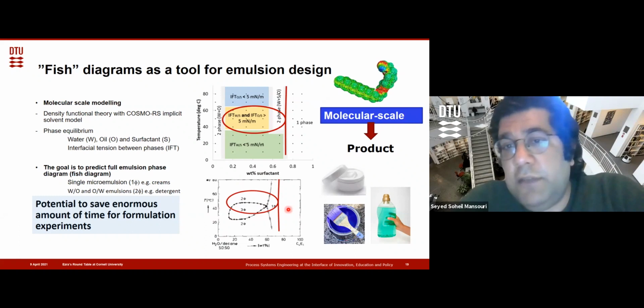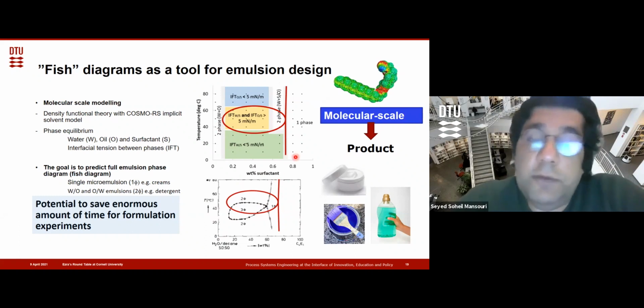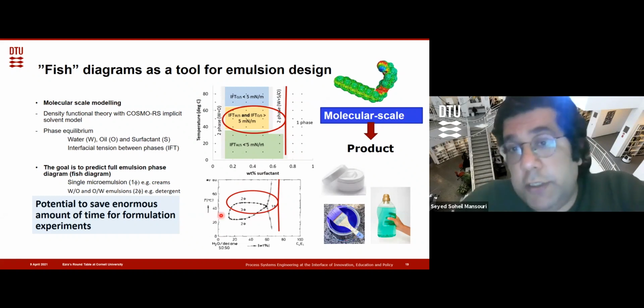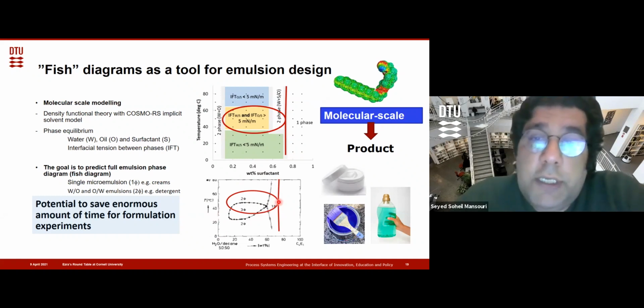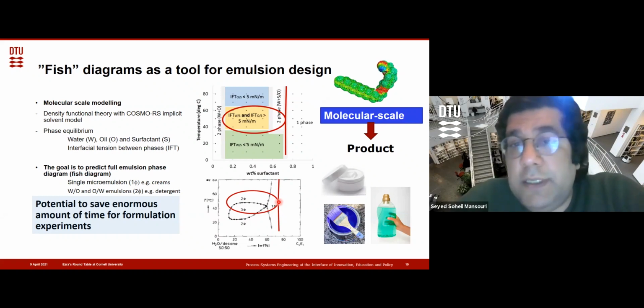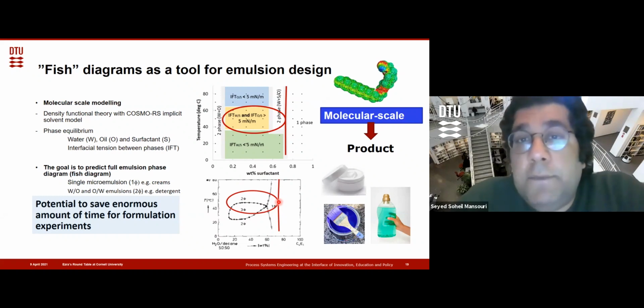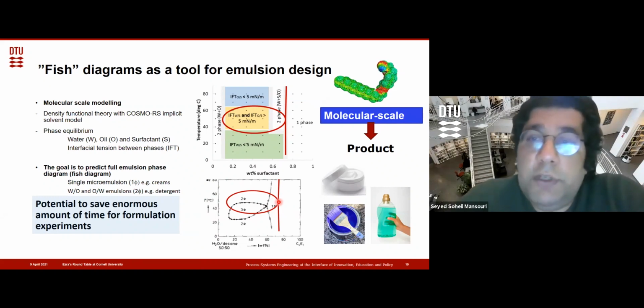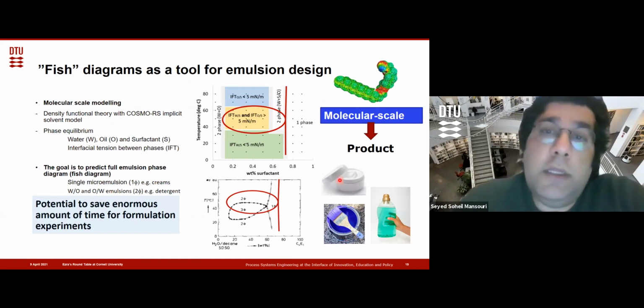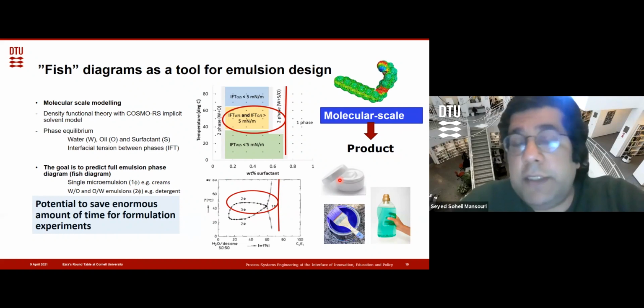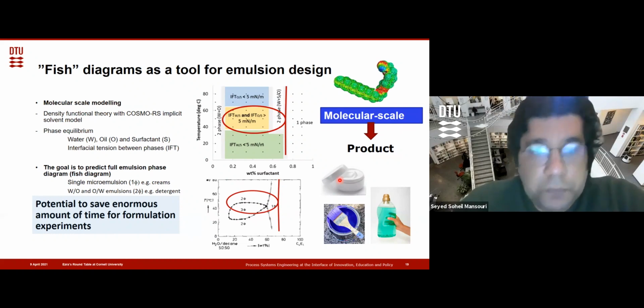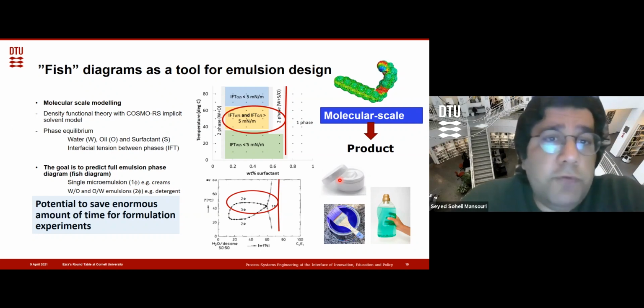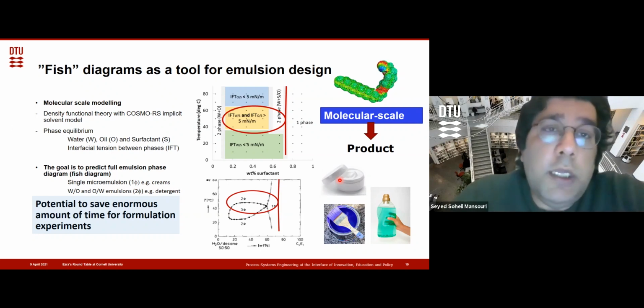These diagrams are actually phase diagrams that are in the shape of a fish. This is the fish. Traditionally, calculating these fish diagrams is quite resource intensive and expensive. So what we are doing is looking, at a molecular scale, at how we can generate these fish diagrams. And these diagrams are very important to efficiently design emulsions for product formulation, especially in the pharmaceutical industry.